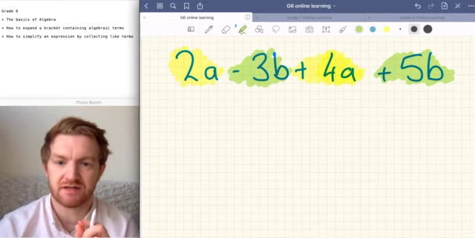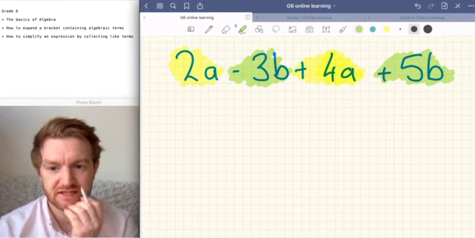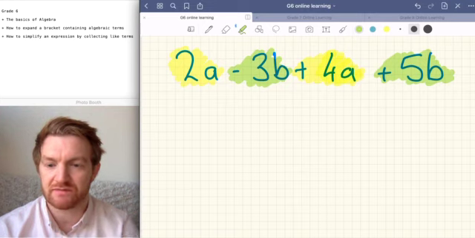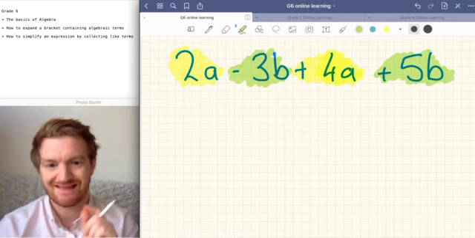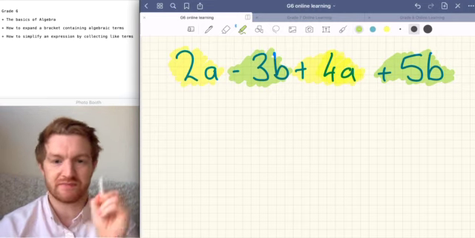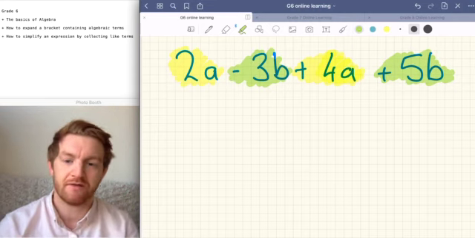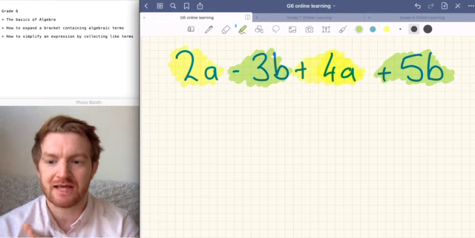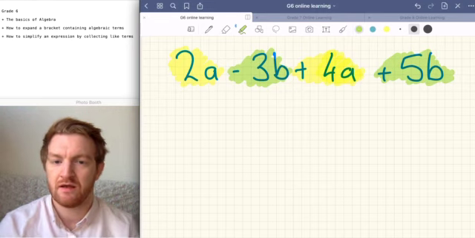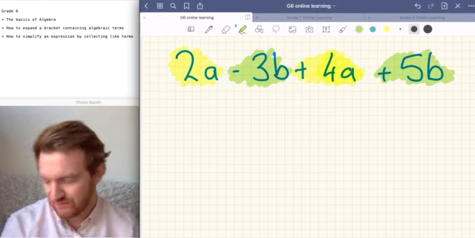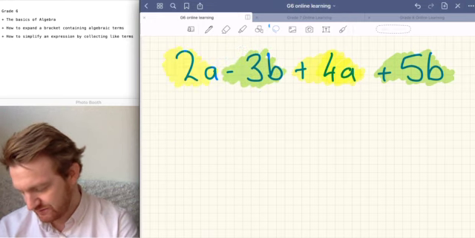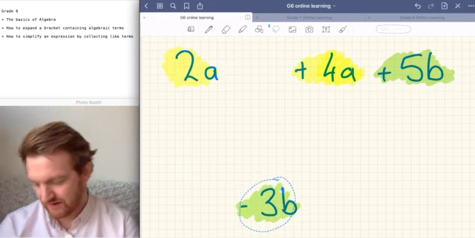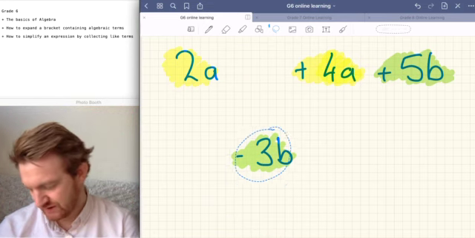I cannot stress this enough, okay? Because this is the most common mistake students make when they simplify. They think that it's 2a minus everything else. It's not. That minus is just with the 3b, just the bit I've coloured green. The 4a has nothing to do with that negative. I'll say that one more time. The minus just goes with the 3b. Okay, everything else is positive, it's just this here.